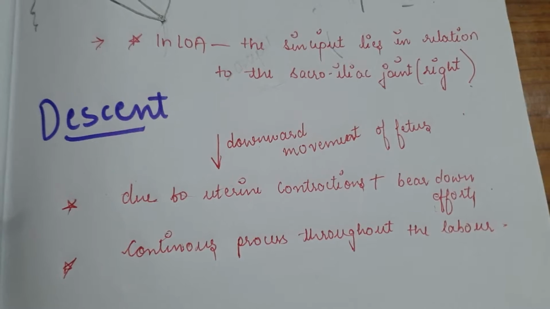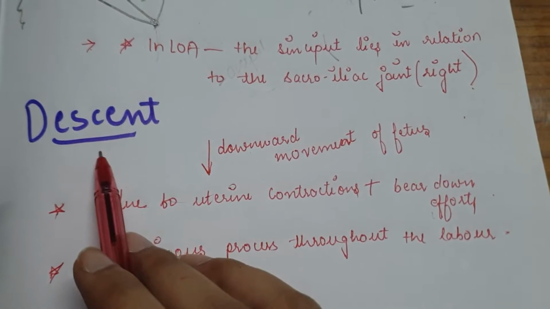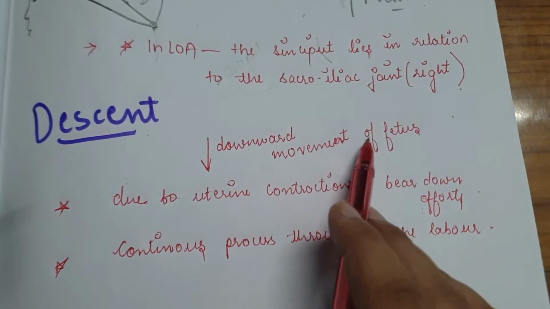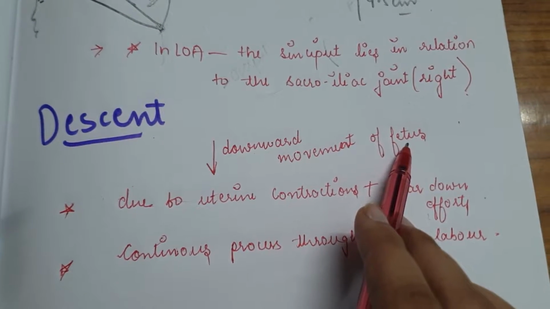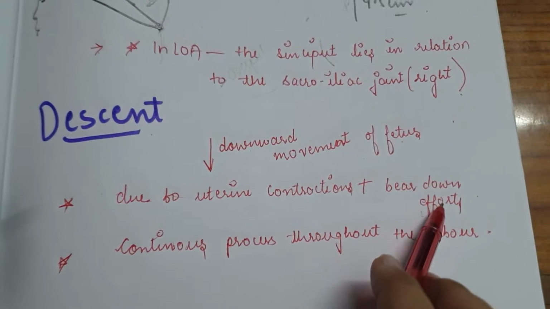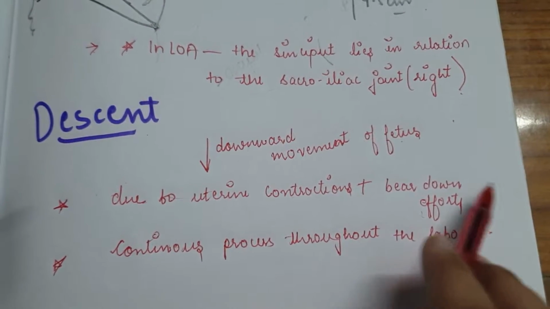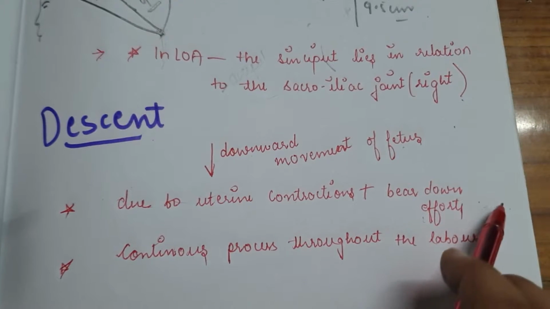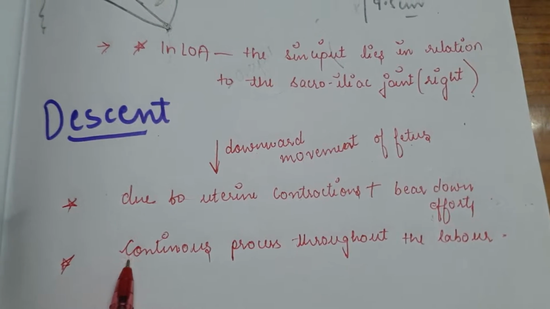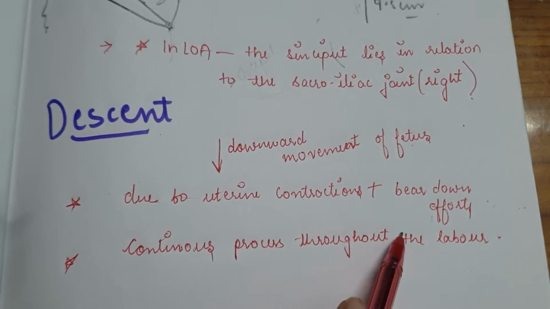and it is opposite in the case of right occipito-anterior, where the sinciput lies in relation to the left sacroiliac joint. So the next step is descent. Descent is the downward movement of the fetus which occurs due to the uterine contractions plus bear down efforts by the mother. As I already explained the bear down efforts in the second stage of labor in detail, descent is a continuous process throughout the labor.